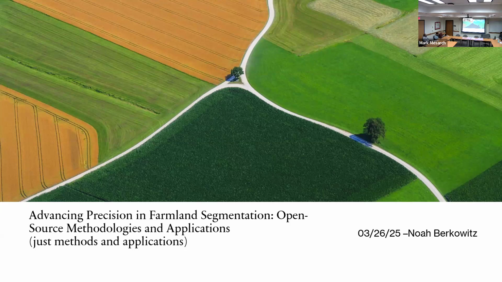This week we have Noah Berkowitz, who's a PhD candidate with advisors Dan Udin and Brian Wardlow. Noah is a PhD candidate in geography from the New York, New Jersey area. His research utilizes remote sensing data and geographic information systems analysis to investigate dryland corn agriculture in Nebraska. He collaborates with the United States Department of Agriculture and several private entities to explore issues related to crop yield, profitability, and the dynamics of agricultural land use change. So today, Noah will be talking to us about advancing precision and farmland segmentation, open source methodologies, and applications. So I'll go ahead and turn it over to Noah.